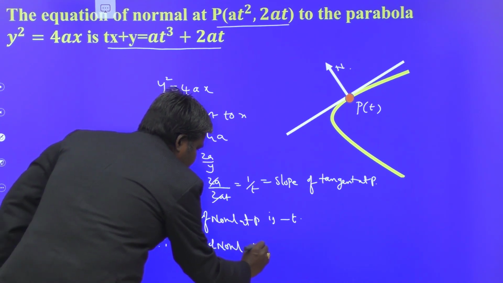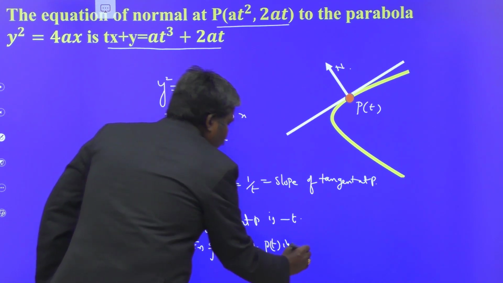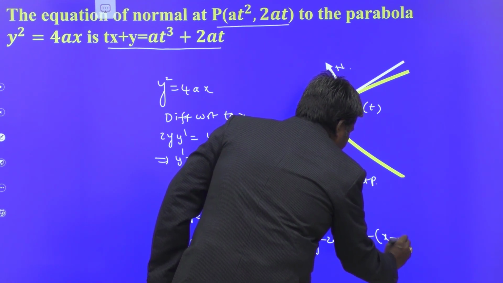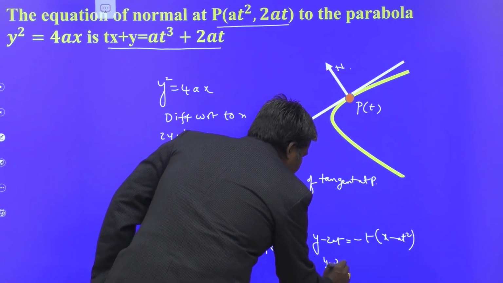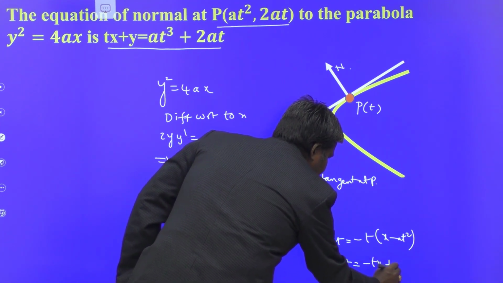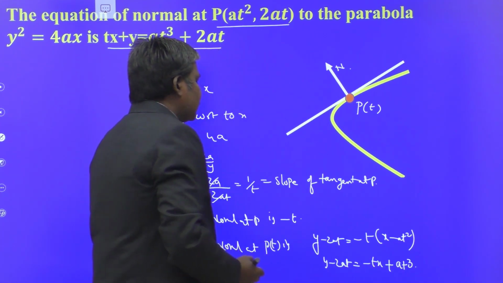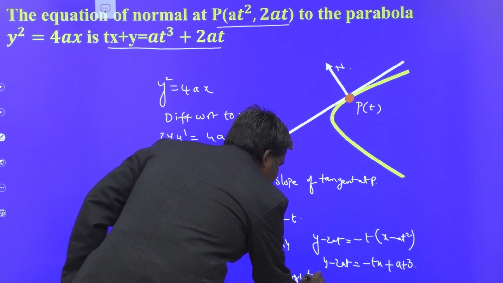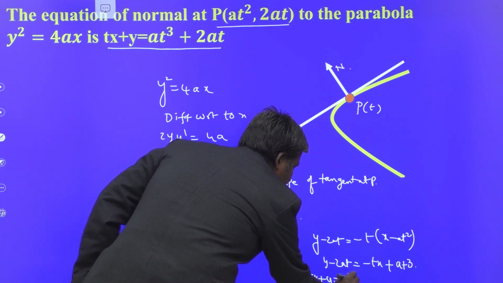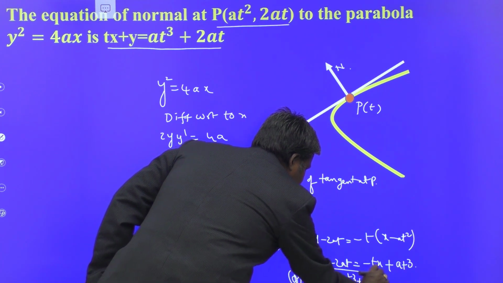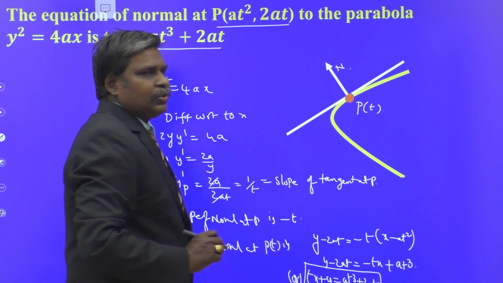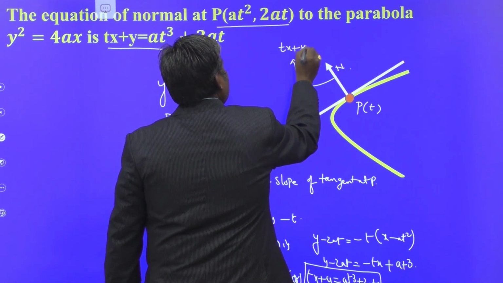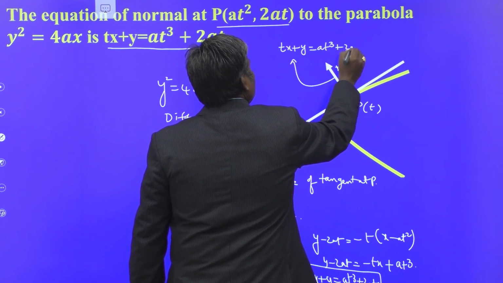y minus 2at is equal to minus t times (x minus at²). So y minus 2at is equal to minus tx plus at³. Therefore, tx + y = at³ + 2at. This is the equation of the normal at P(t) to the parabola. What is its equation? tx + y = at³ + 2at.